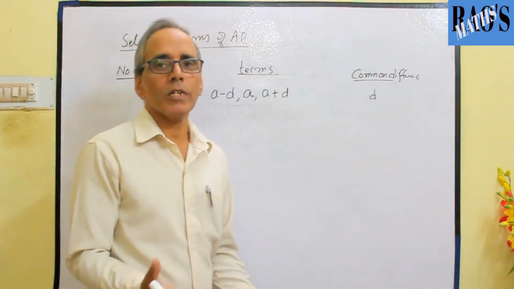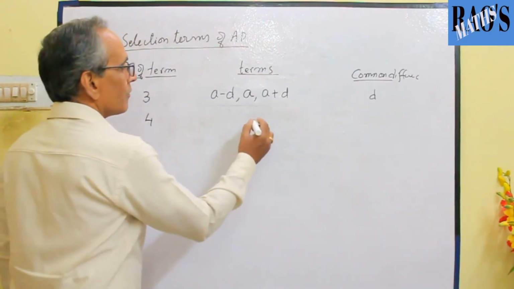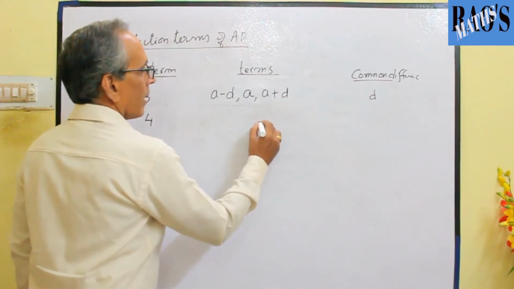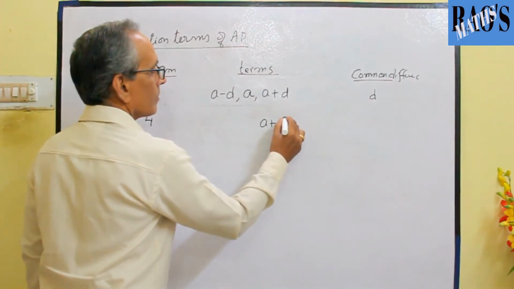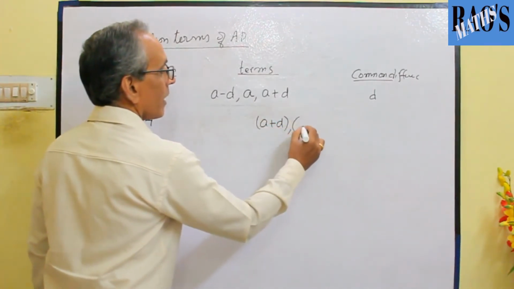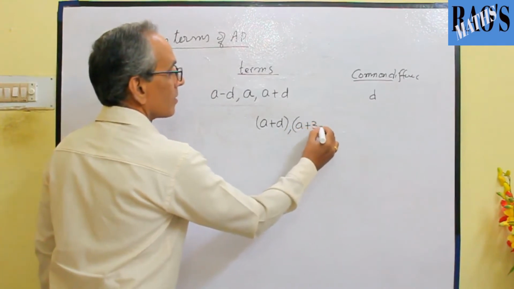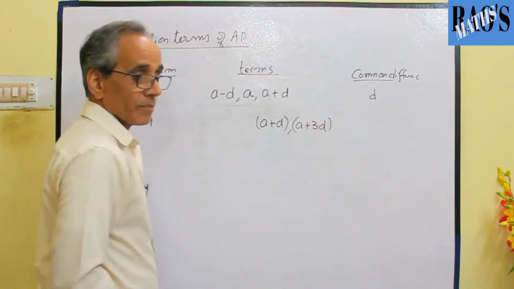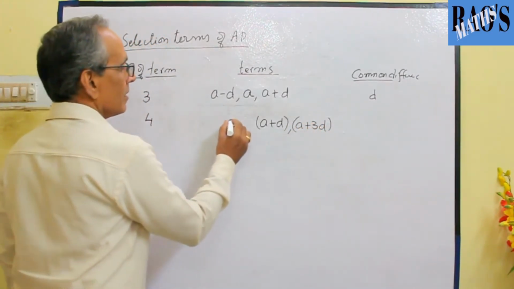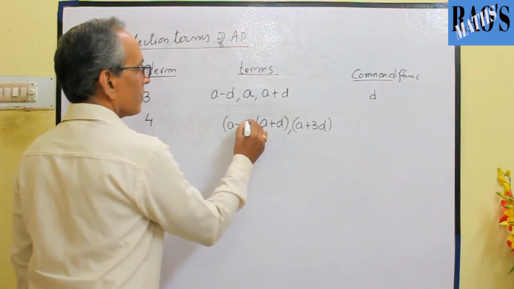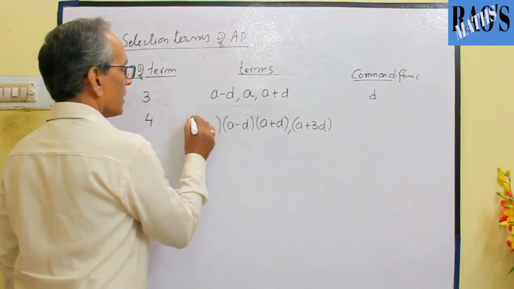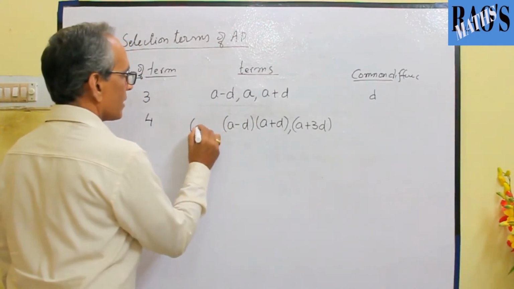If you require 4 terms, suppose in a question the sum of 4 terms of an AP is given, then how do you define? You define a term A plus D and next A plus 3D, not 2D. On the left side, the same: A minus D and A minus 3D.